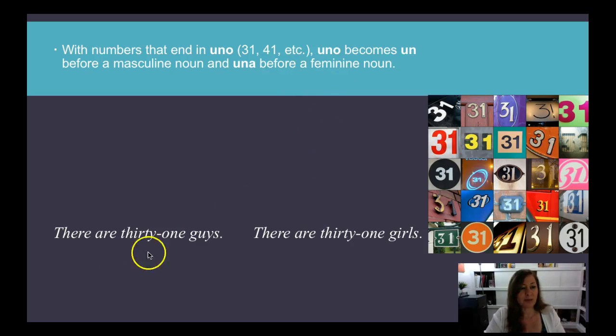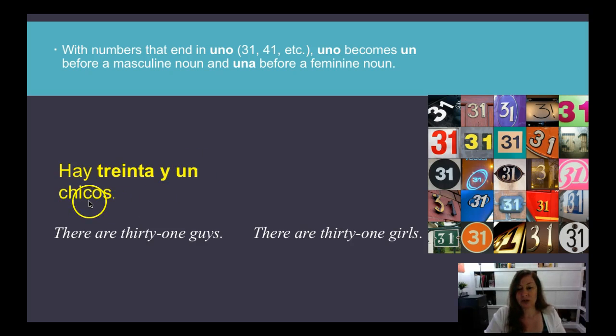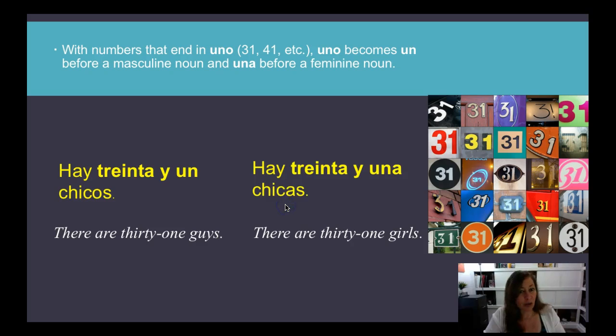Let's look at some examples. There are 31 dudes, so you'd say, hay 31 chicos. Because the word chicos is here, this is un. There are 31 girls, hay 31 chicas.